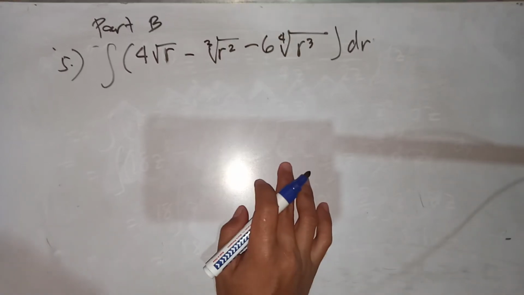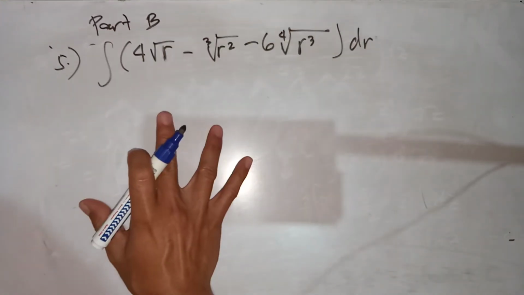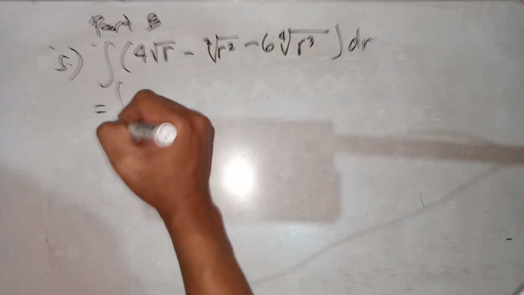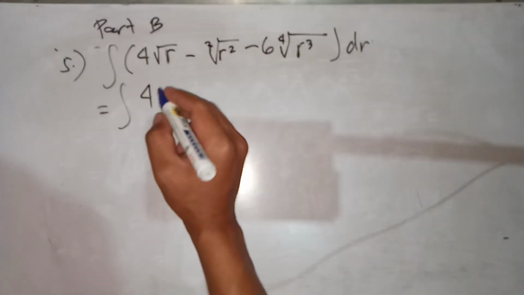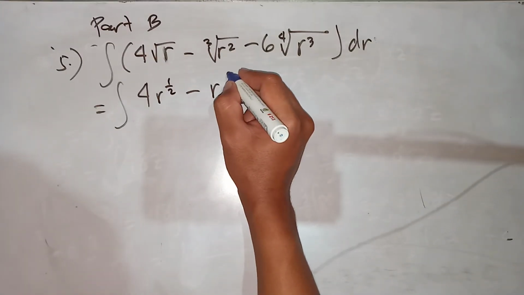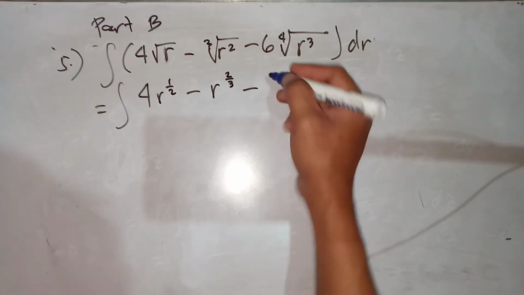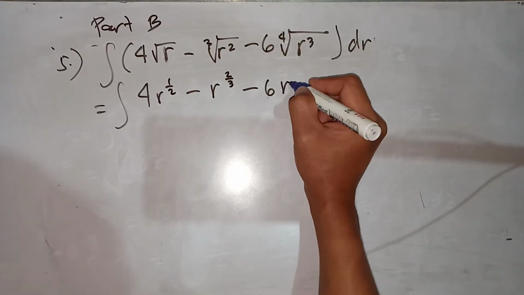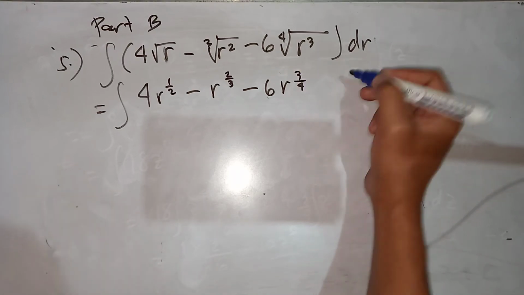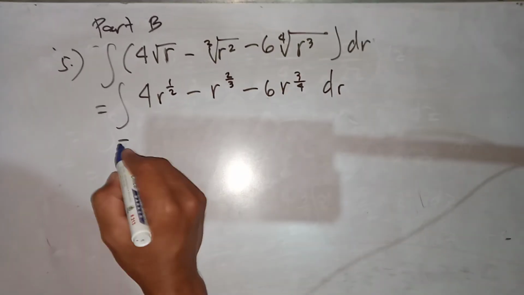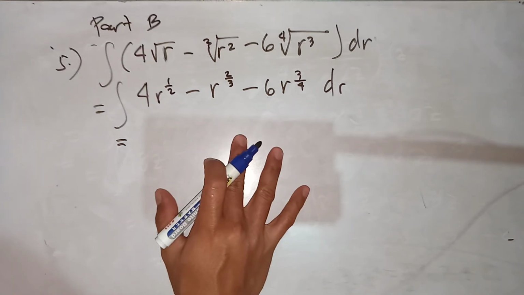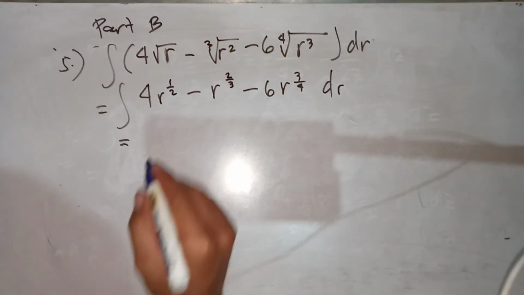So what I'm going to do in order for us to not get confused along the way, we could rewrite this as 4 r raised to 1/2 minus r raised to 2 over 3 minus 6 r raised to 3/4 dr. So now what I'm going to do is to integrate this whole thing right here directly.